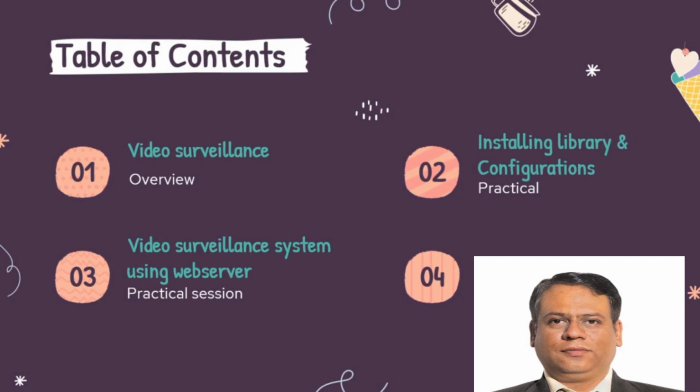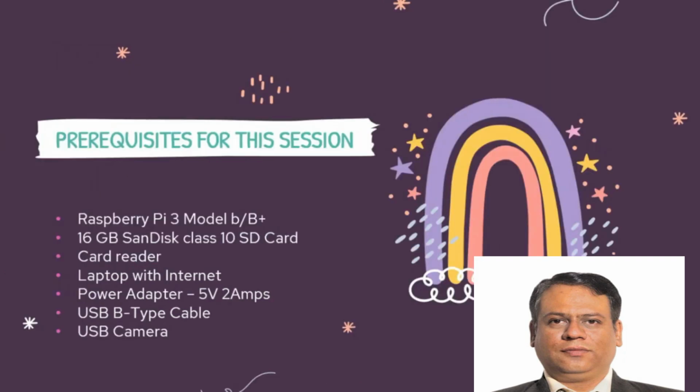Okay, so first of all we are going to see about this video surveillance, and then we are going to install a library, and then we need to do some kind of configurations, and then we are going to see the practical session. On that we are going to deploy the project called video surveillance system using web server. So with the help of the IP address and certain configuration, we can stream, or we can get the feed of the camera from your mobile phone or from any other system which is connected to the same network. And finally, of course, we are going to have the discussion and then tech news.